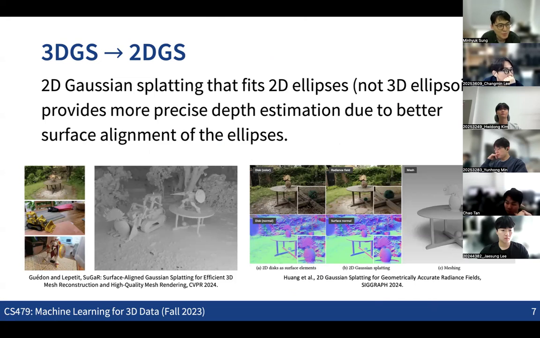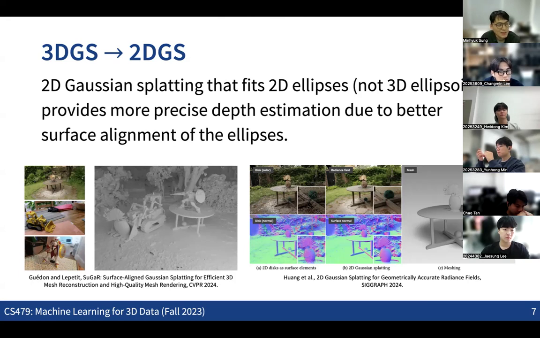But there is also some very recent work on how we can fit not the 3D ellipsoid, but actually the 2D ellipses. So basically, we are switching from 3D Gaussian splatting to 2D Gaussian splatting, not using the ellipsoid, but the ellipse. In terms of that, we see more precise alignment of the ellipse to the 3D surface, in a way that we can also get precise depth information from the Gaussian splatting.